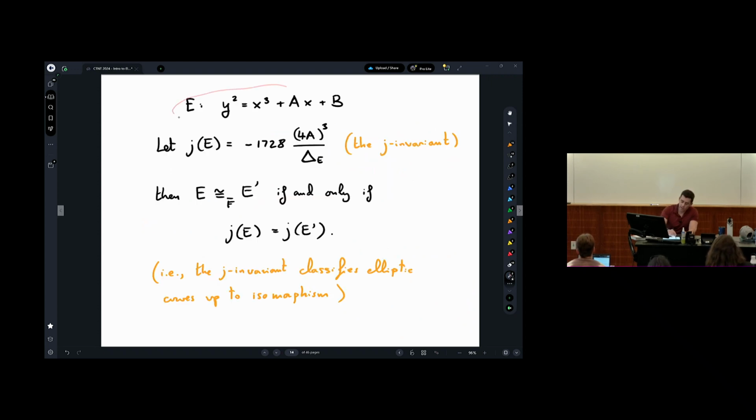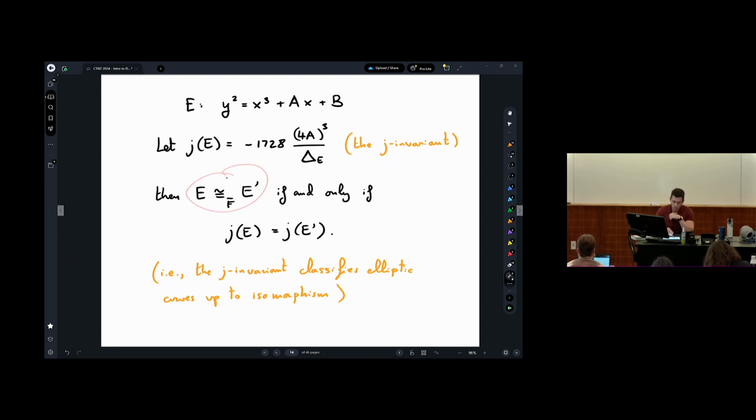So what I was saying is that if you have an elliptic curve, then you have another very handy invariant, which is the j-invariant, which is minus 1728 times 4a cubed divided by the discriminant of the elliptic curve. And this quantity tells you whether two elliptic curves are isomorphic. If I give you two Weierstrass models, how do you know? Maybe there is a change of variables that goes from one to the other. And it turns out that you can tell whether they are isomorphic over the algebraic closure of F.